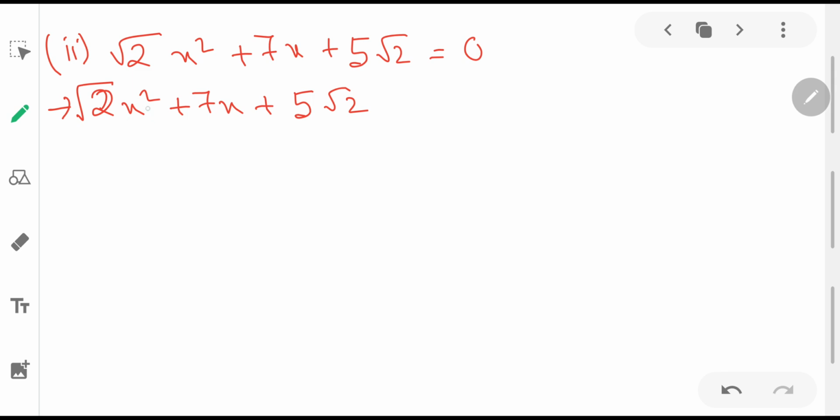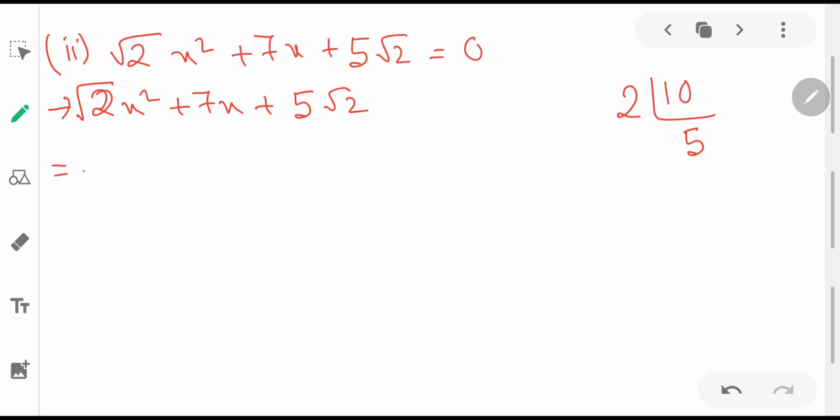Now, what is the coefficient of the square term? Root 2. What is the constant term? 5 root 2. So, 5 root 2 into root 2 is, root 2 into root 2 is how much? It is 2. So, 5 2s are how much? 10. That means, from 10 we need to make how much? We need to make 7x. So, just factorize it, 2 and 5. So, 2 plus 5 or 5 plus 2 will give you how much? It will give you 7x.